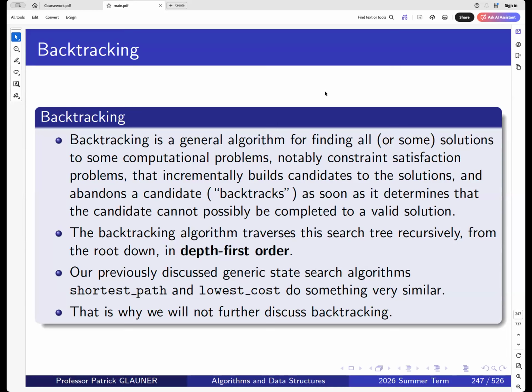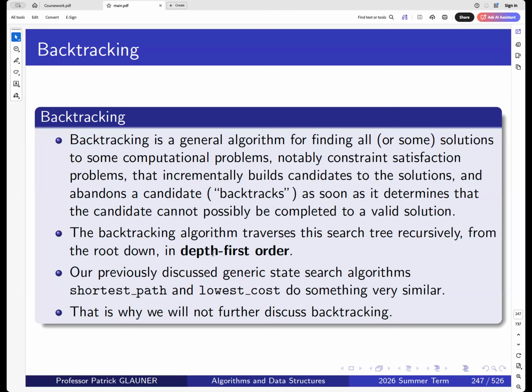You can apply it to other search problems too. And it turns out we have done exactly that already in this course with our shortest path and lowest cost algorithms. They do something quite similar to backtracking because also certain candidates may not lead to a solution, but then we have other valid states that have not been explored yet, and we have them in our frontier, so we take them and explore this. So what we've done in shortest path and lowest cost is actually quite similar to backtracking.